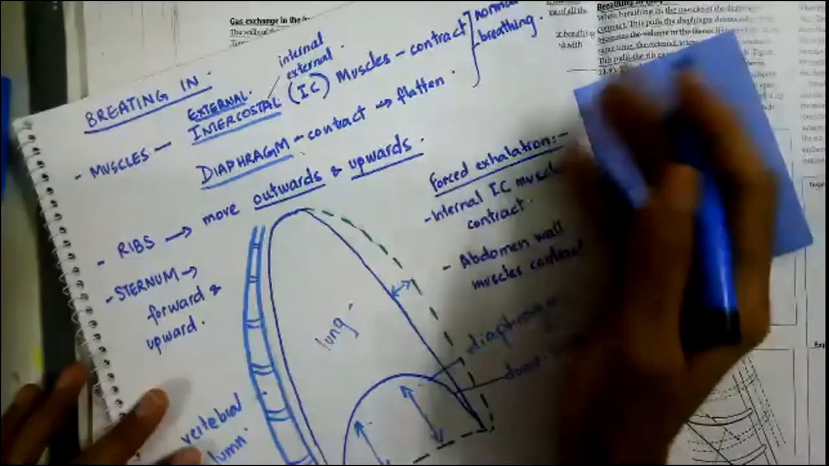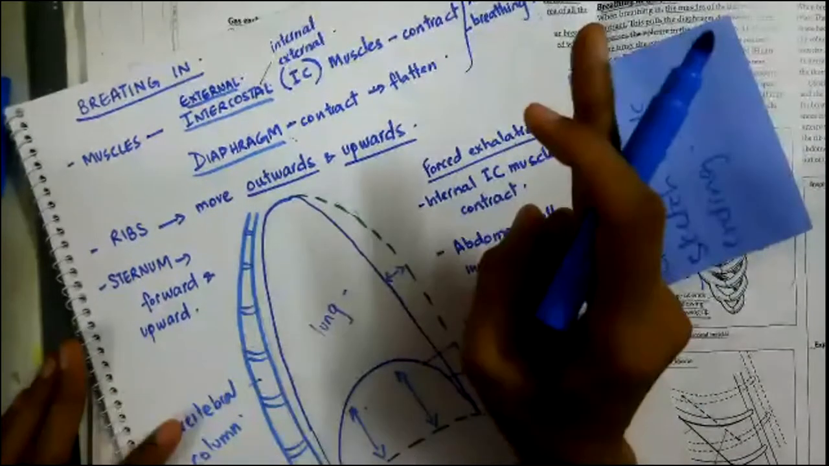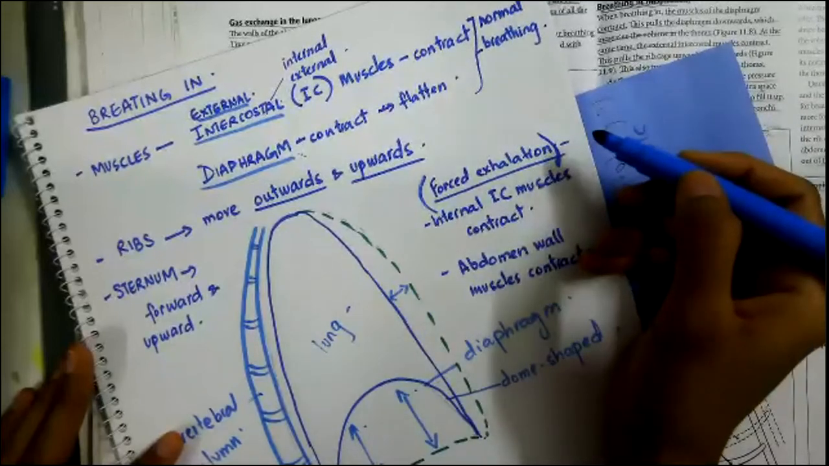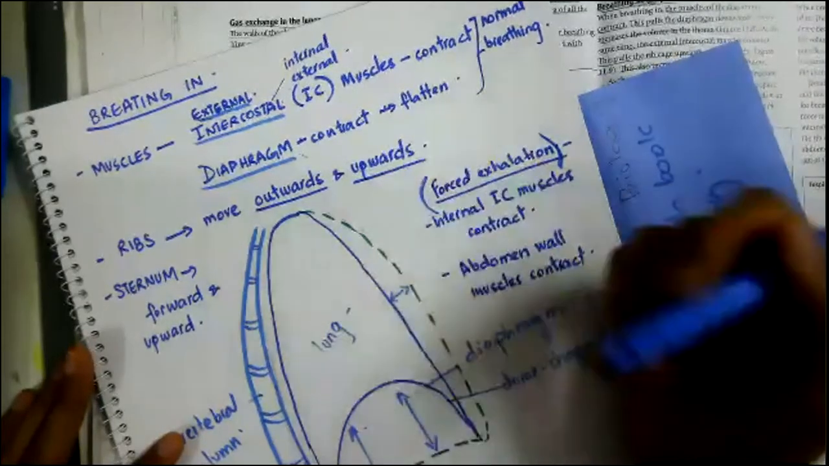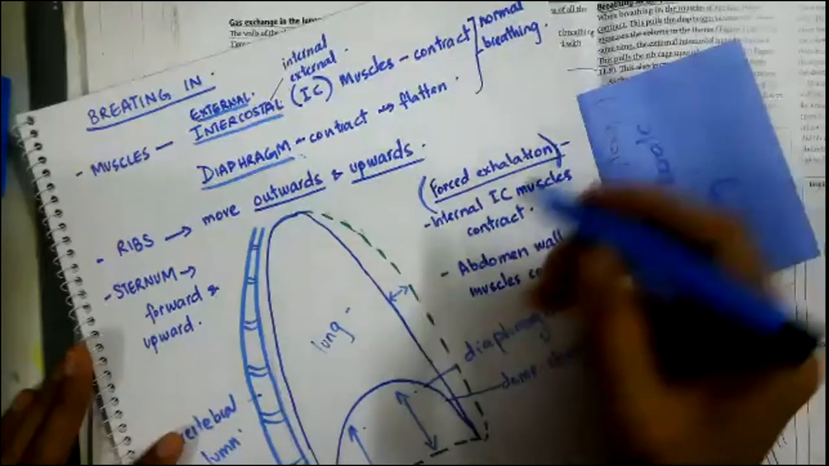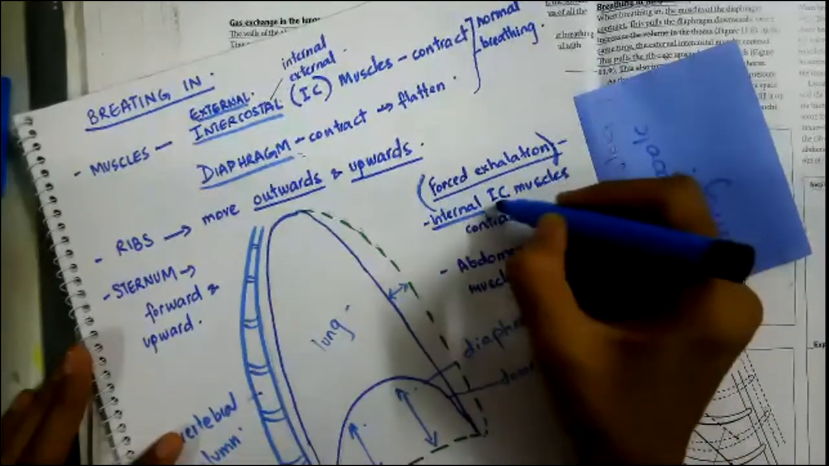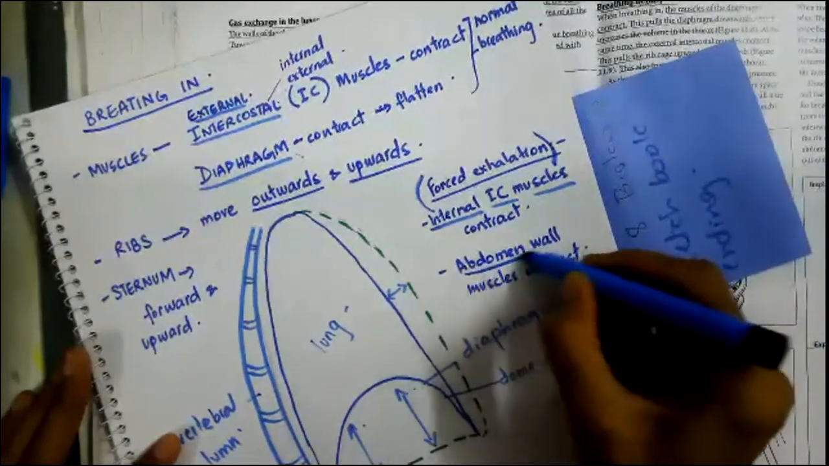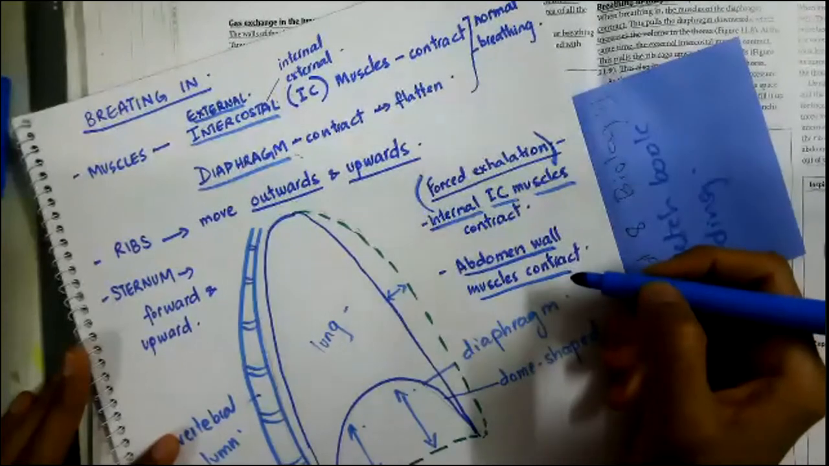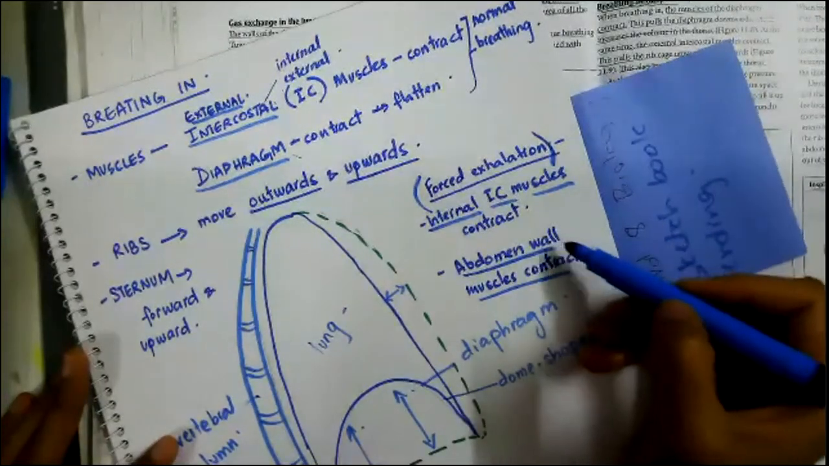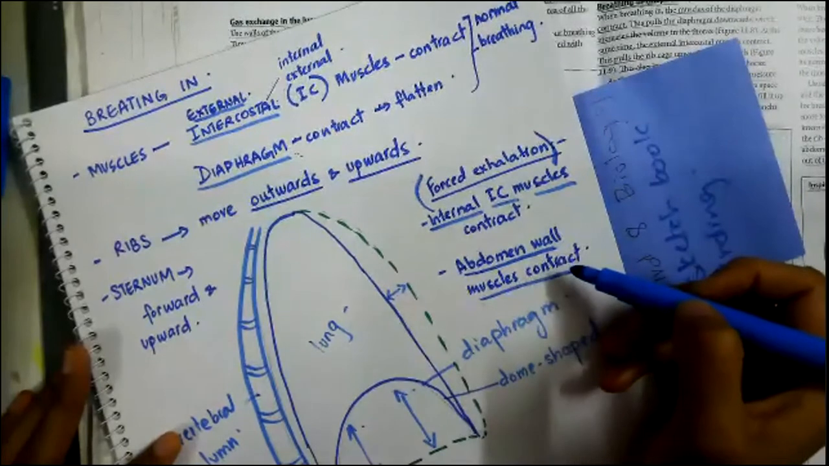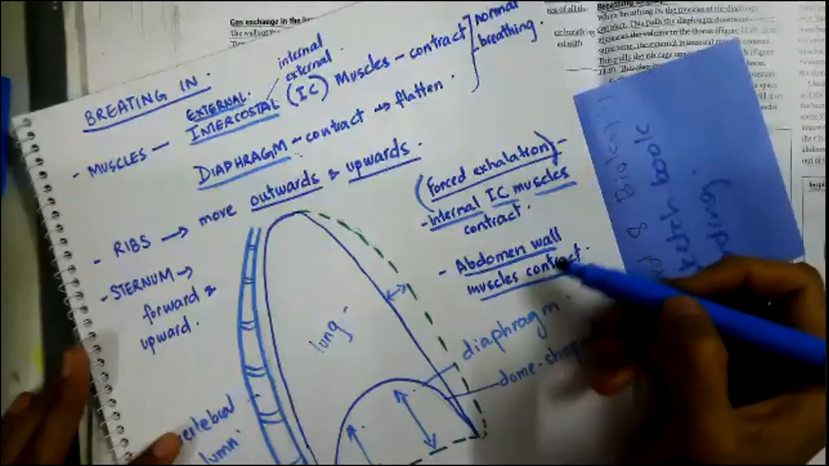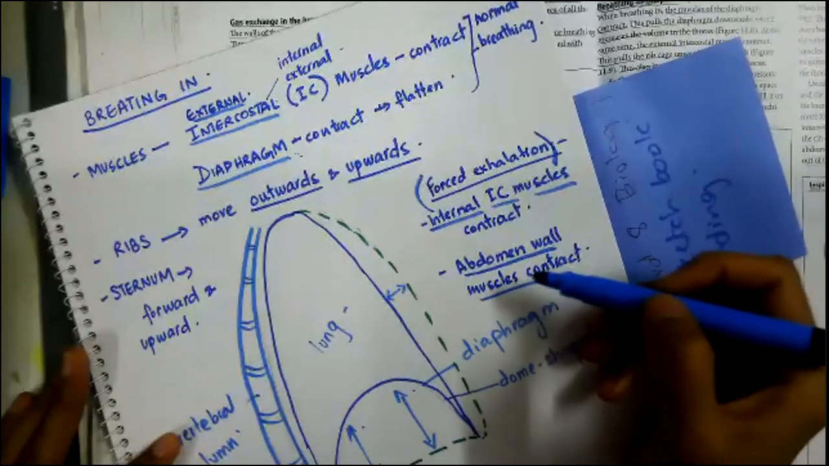And so exhalation is absolutely passive. But if you are carrying out forced exhalation, where you try to take all the air out of your thoracic cavity, then your internal intercostal muscles contract, as well as the abdominal wall muscles. Try doing it and see if you can feel your abdominal wall muscles contracting. Try to exhale out with force and see if you can feel your abdominal muscles contracting.